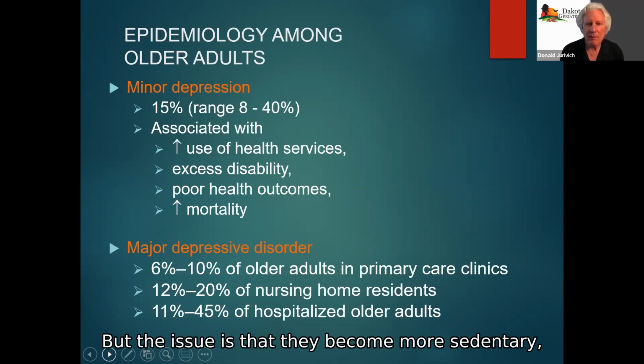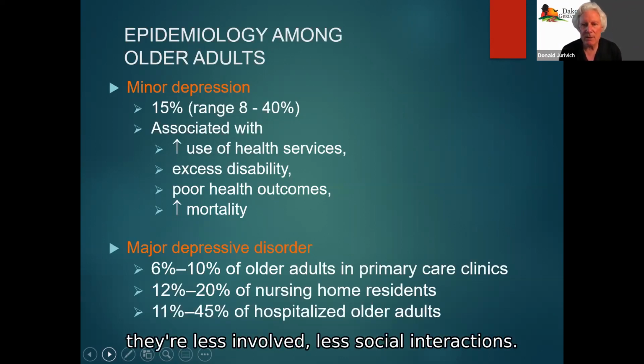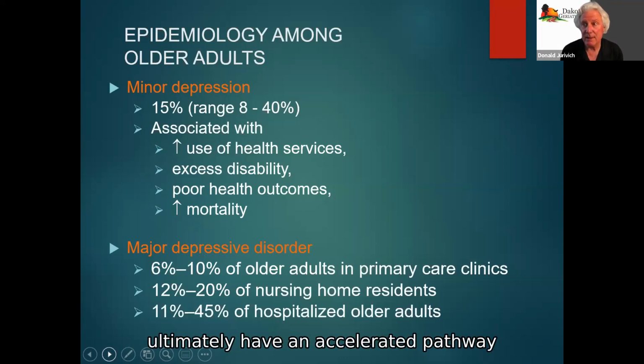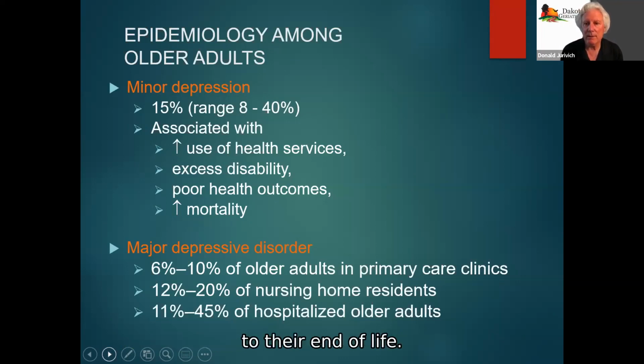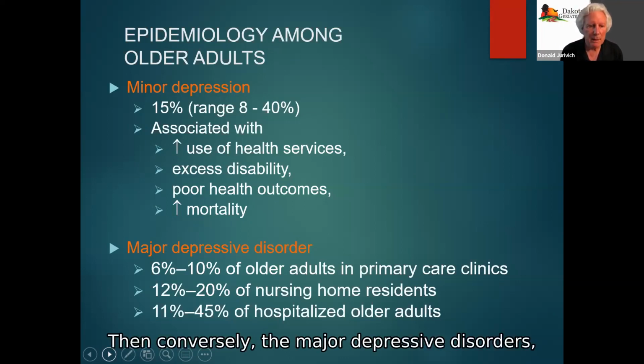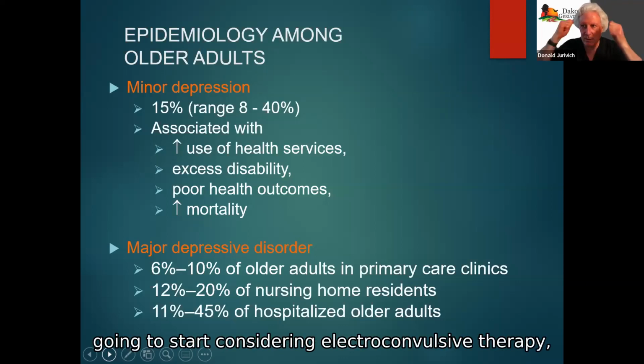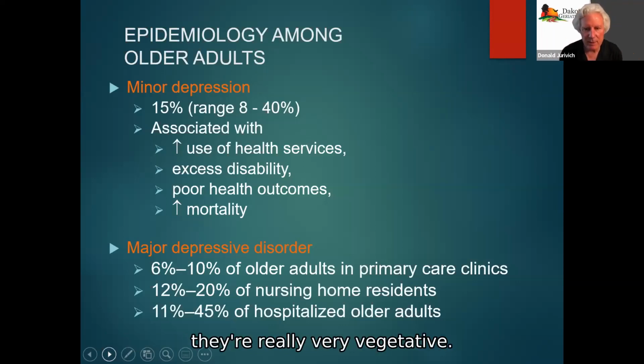But the issue is that they become more sedentary, less involved, with fewer social interactions. They tend to have poor health outcomes and ultimately have an accelerated pathway to their end of life. And then conversely, with major depressive disorders, those are really the people that you're going to start considering electroconvulsive therapy. They're really very vegetative.